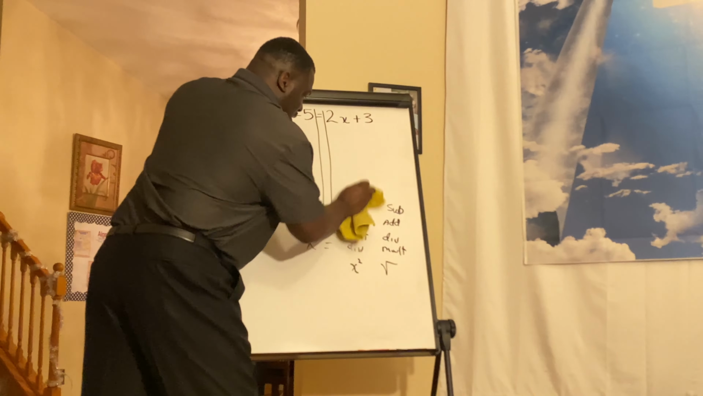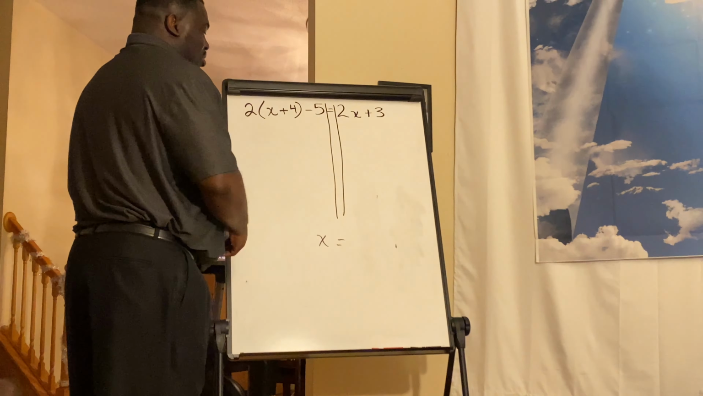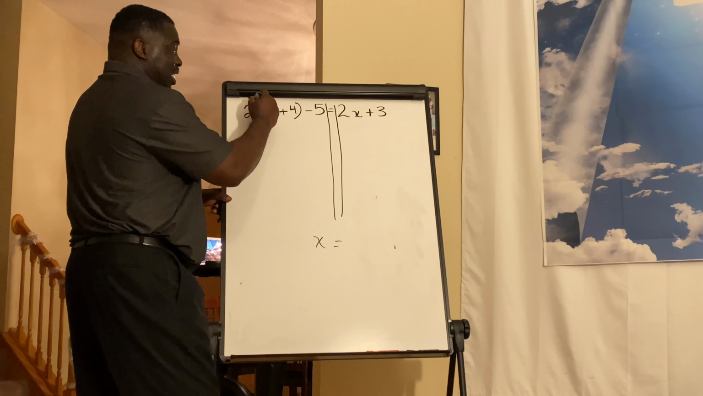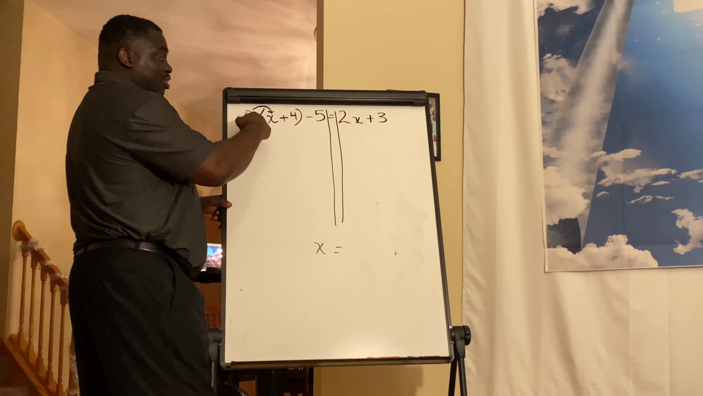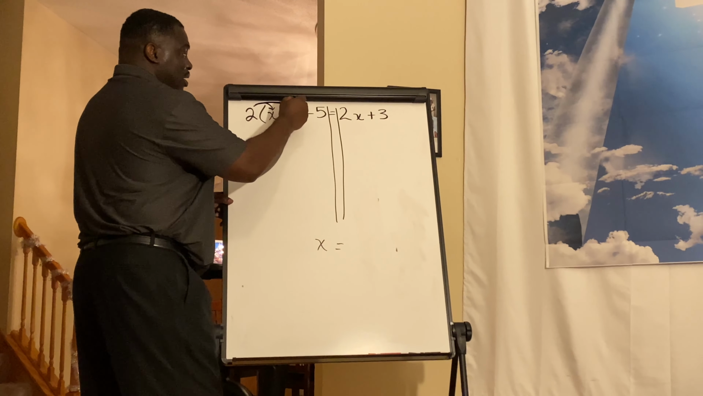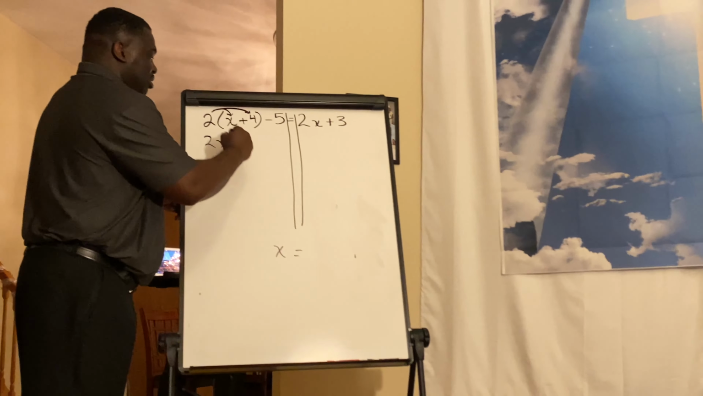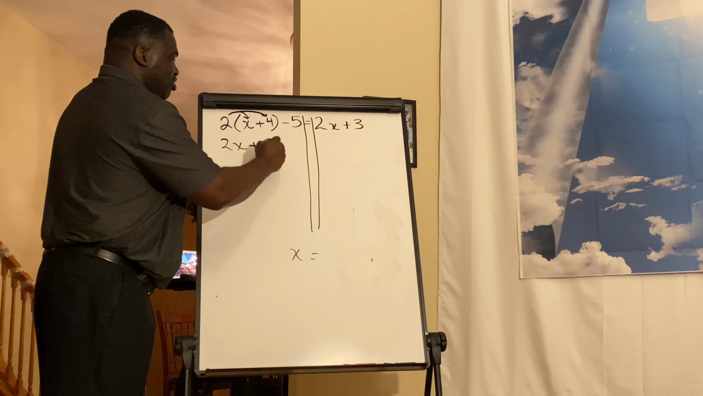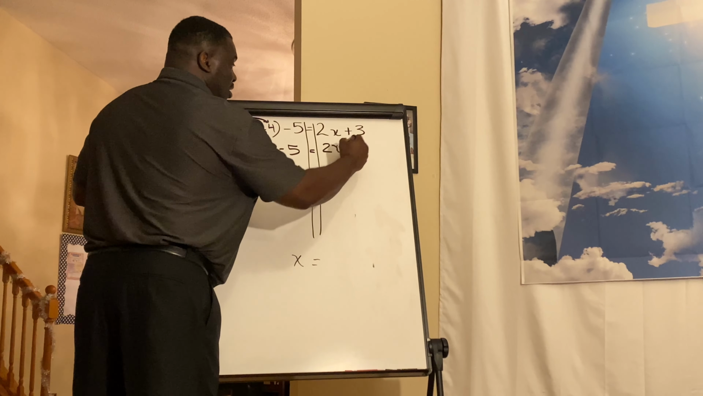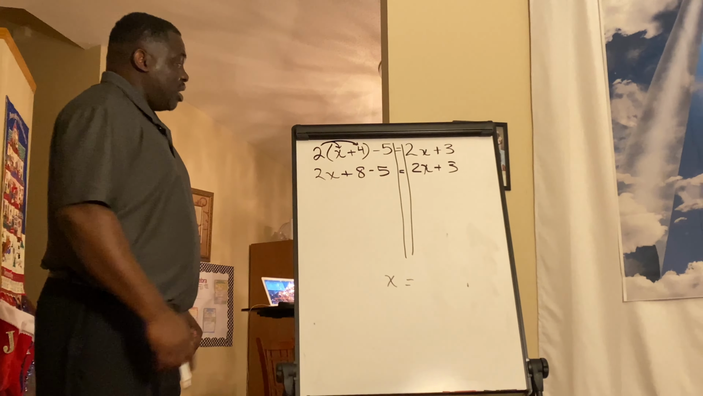So let's go. What we need to do first is simplify here, or do the distributive property. So that's this times that. Anytime you have this, and there's nothing in between that and the parentheses, that means times. So we're multiplying everything inside the parentheses. So 2 times x is 2x, and 2 times 4 is 8. Then we bring down the minus 5, equals, we bring down the 2x plus 3. So far, so good. All right, let's keep going.